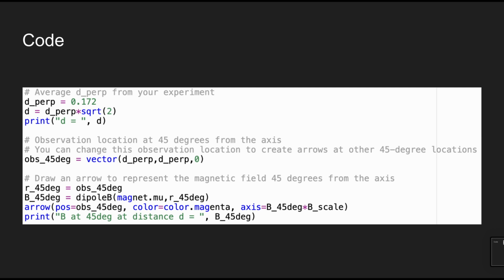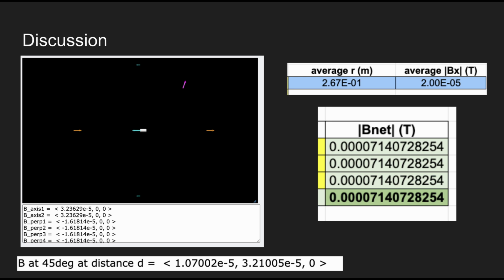Finally, I created another arrow that would observe the magnitude and direction of the magnetic field at a location off-axis of the magnet's dipole. When comparing the numbers from the measured magnetic fields to those of the simulated fields, I found that they are not equal, but they are not too far off from each other. One key difference between the two cases is that none of the arrows in the simulated model have a z component to their fields.